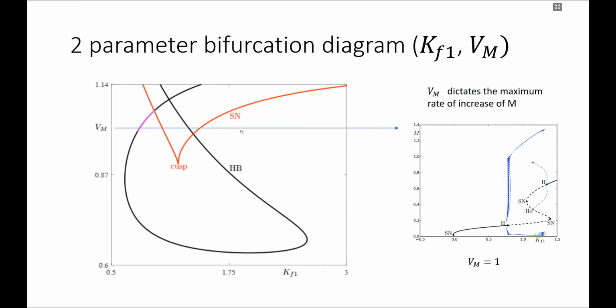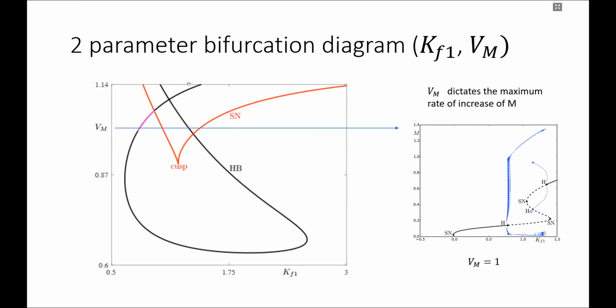And if we want to visualize it better, we can imagine that for VM equal to 1, we can take a snapshot of the bifurcation diagram, and we would have the bifurcation diagram that we mentioned earlier. So we would have two Hopf bifurcations here and here, here and here, and two saddle node bifurcations here and here, and here and here.